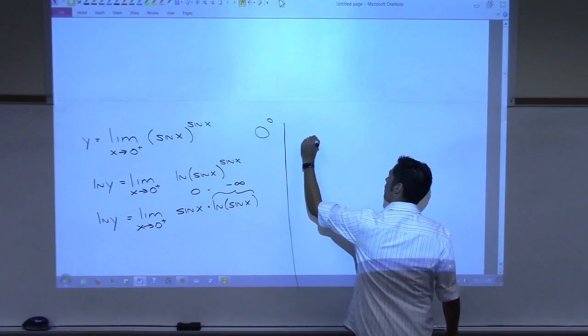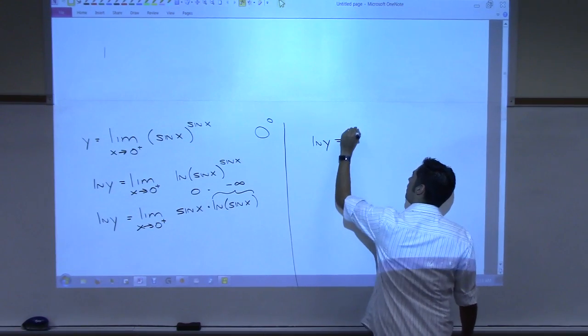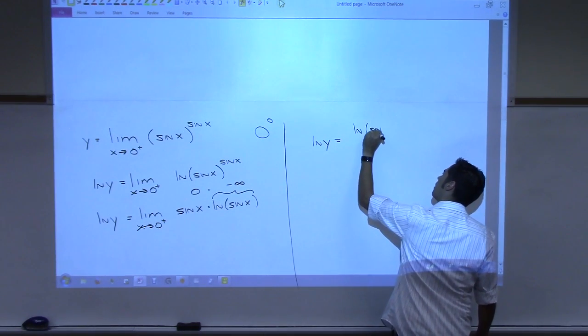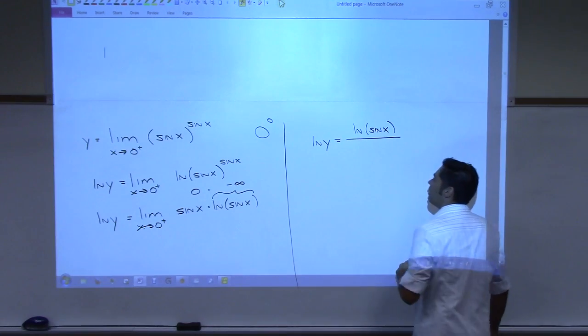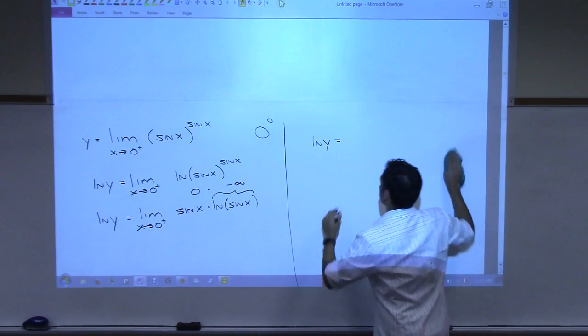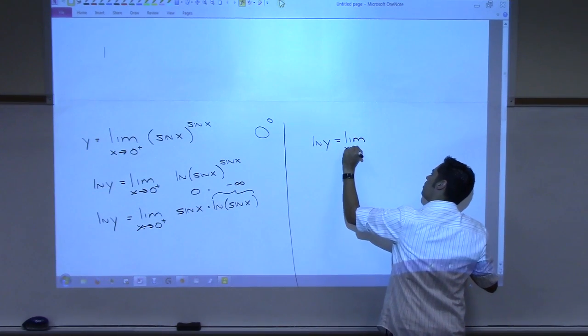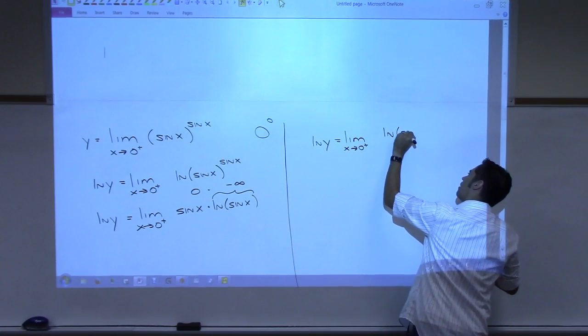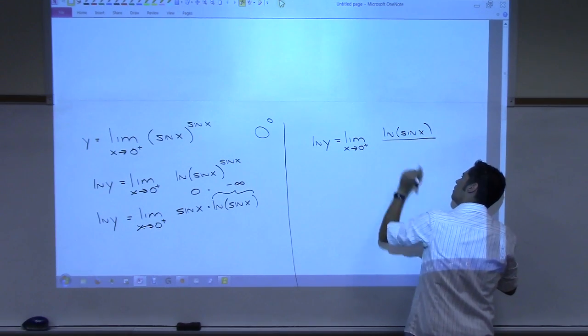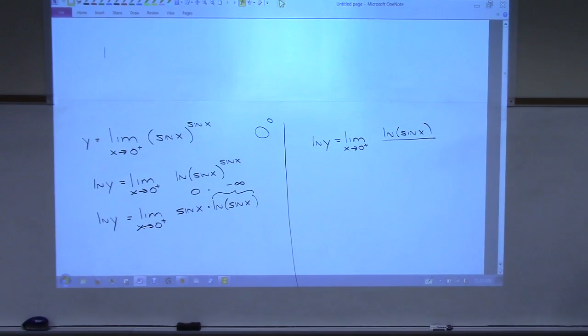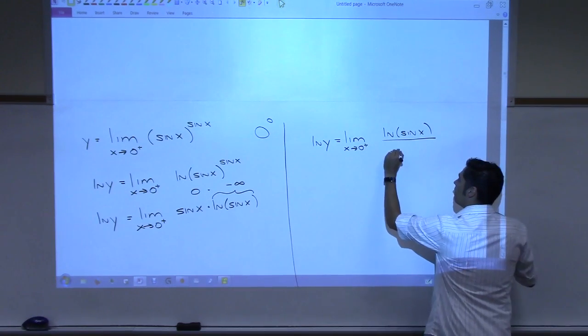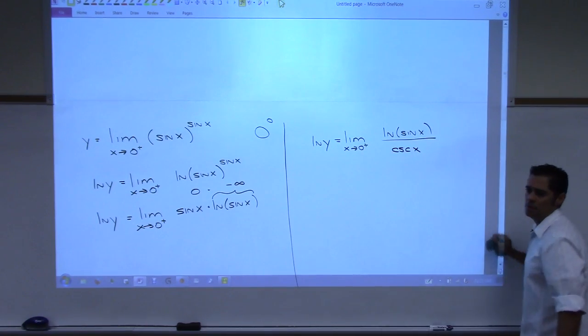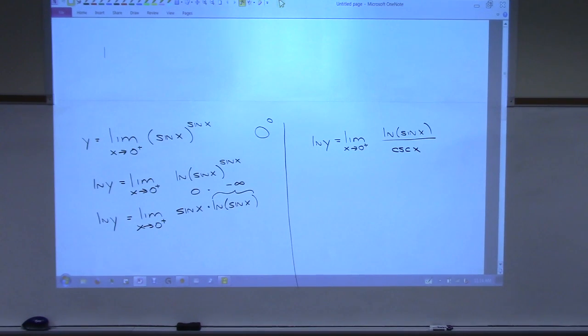I like that idea. Natural log y equals, I'm leaving natural log of sine x on top, and on the bottom I'm putting... oh, I forgot the limit. Limit as x goes to 0 from the right. I have natural log sine x over what? It would be 1 over sine, wouldn't it? 1 over sine on the bottom? Cosecant. 1 over sine is cosecant, right? So that's the same thing. Feel good?